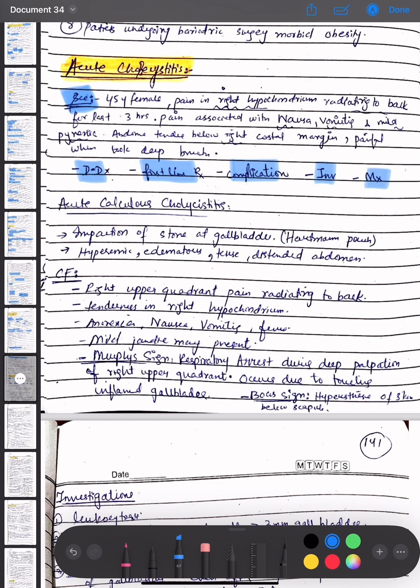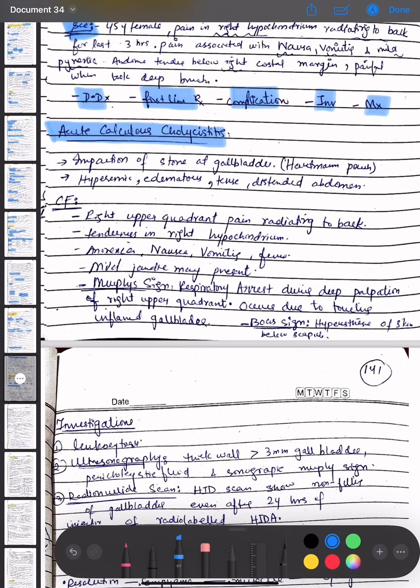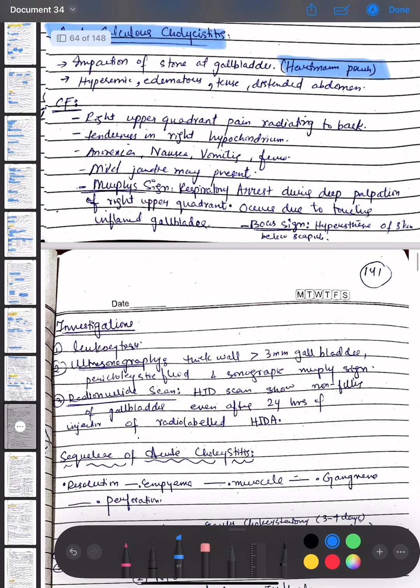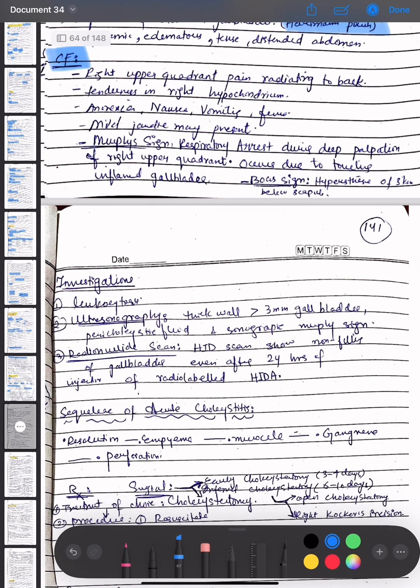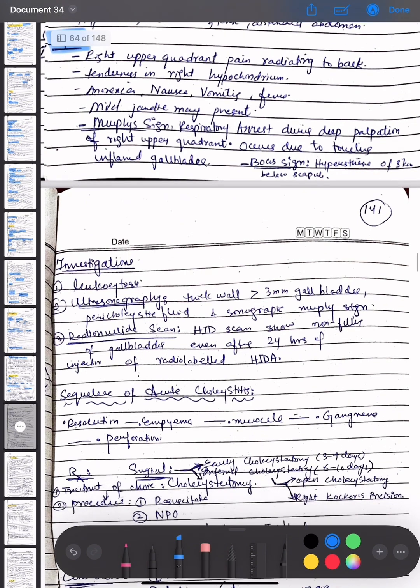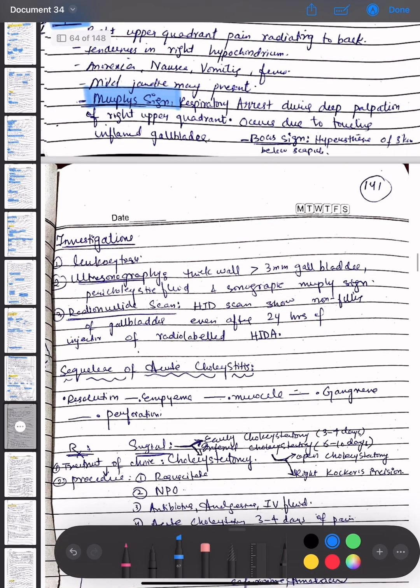Okay, now acute calculus cholecystitis. It is the impaction of a stone of the gallbladder, that is Hartmann pouch, and hyperemesis, edematous and tense distended abdomen is present. Now what are the clinical features? These are right upper quadrant pain radiating to the back, tenderness in the right hypochondrium, anorexia, nausea, vomiting, fever, and mild jaundice may be present. Now what is Murphy's sign? It is a respiratory arrest during deep palpation of the right upper quadrant, which occurs due to touching of the inflamed gallbladder. What is Boas's sign? This is the hyperesthesia of skin below the scapula.